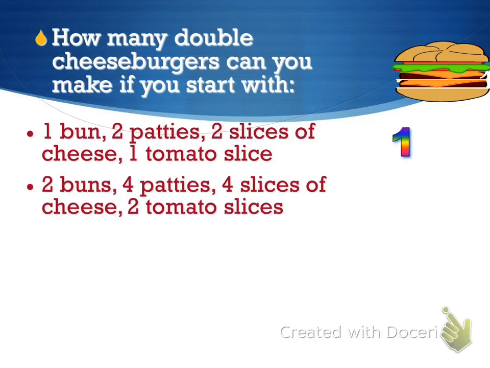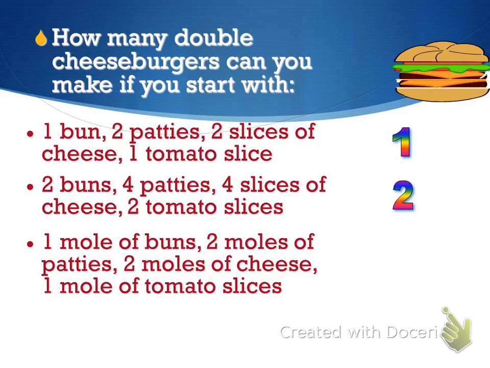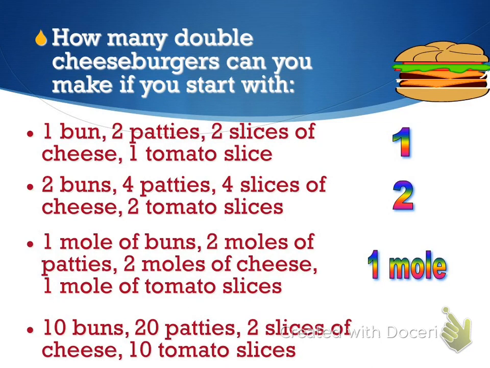If I have 2 buns, 4 patties, 4 slices of cheese, and 2 tomato slices, how many can I make? 2. This doesn't change. How many can we make? I can make 1 mole of cheeseburgers. So how many can I make? I can only make 1.